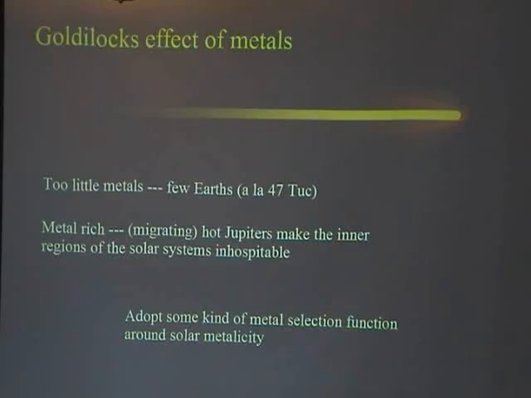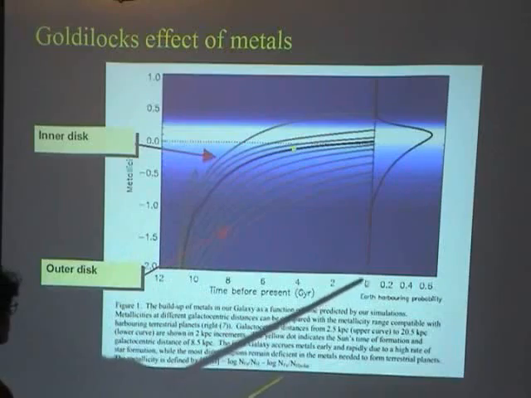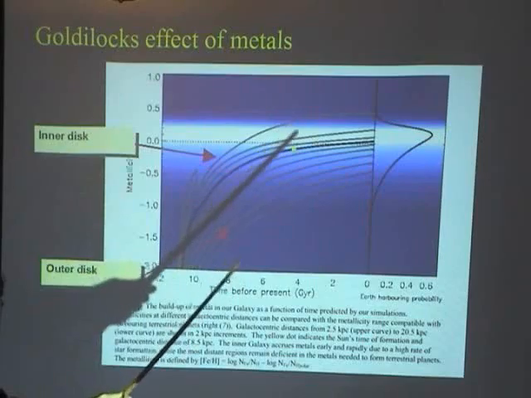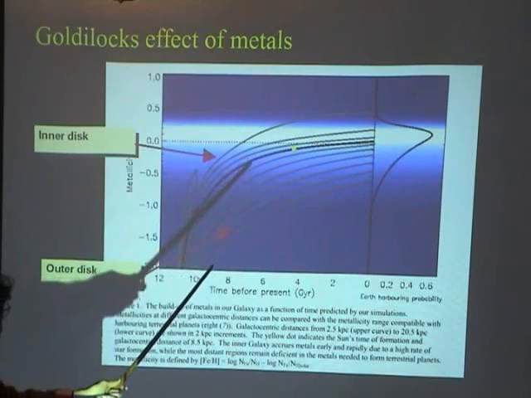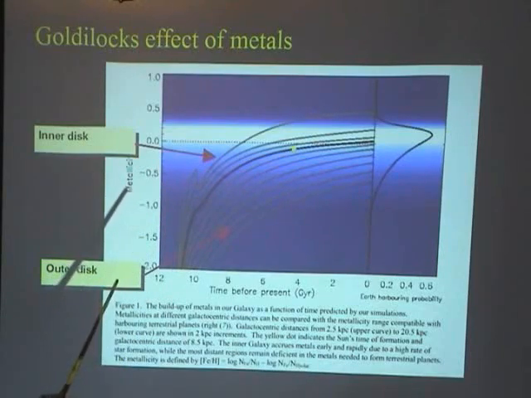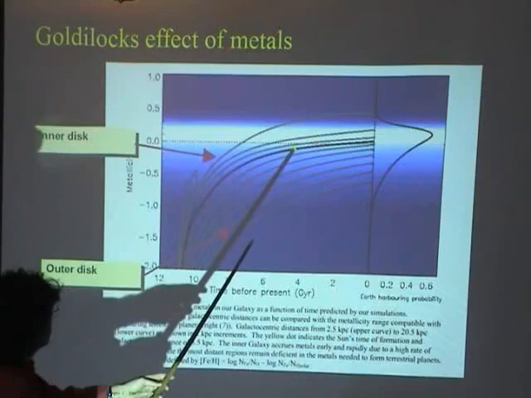So to account for the first bit, they adopt a kind of metallicity function, and it sort of peaks around solar metallicity. This diagram shows time before the present. So this is now. These are different radii in the galaxy. This is the central part of the galaxy, the center of the galaxy, and this is the outer part of the galaxy. And this is where the sun is lying. And this is the amount of metals on a logarithmic scale which have been built up as stars are born and stars die. The sun is this dot here.